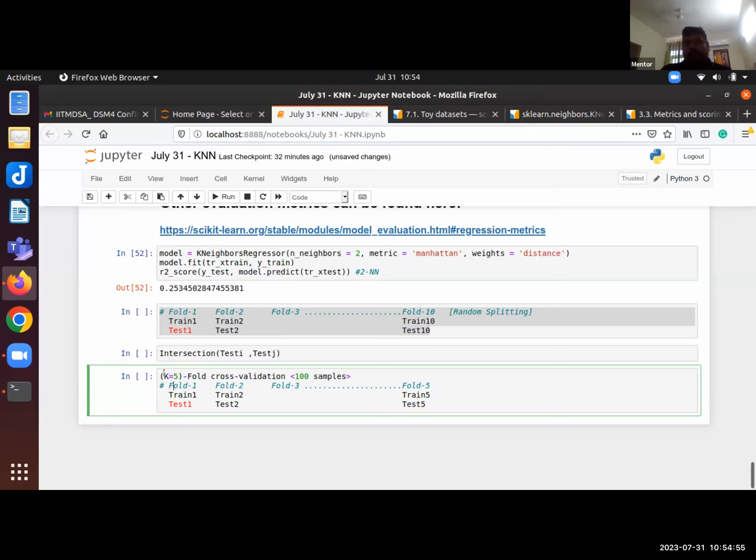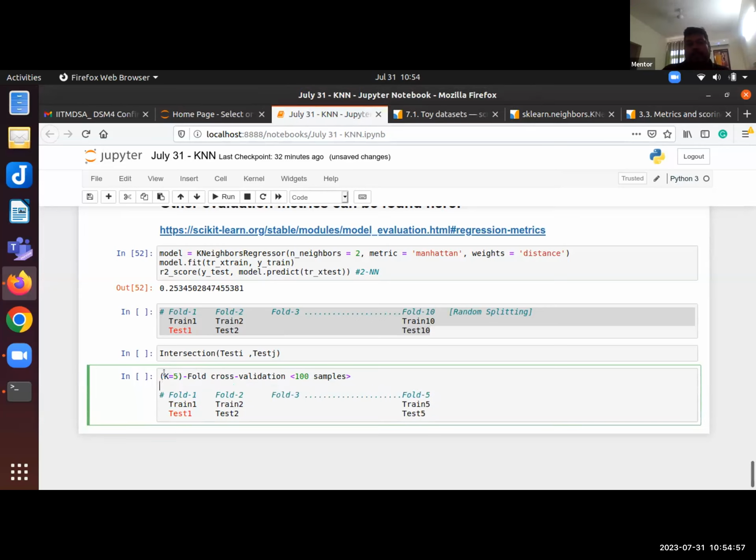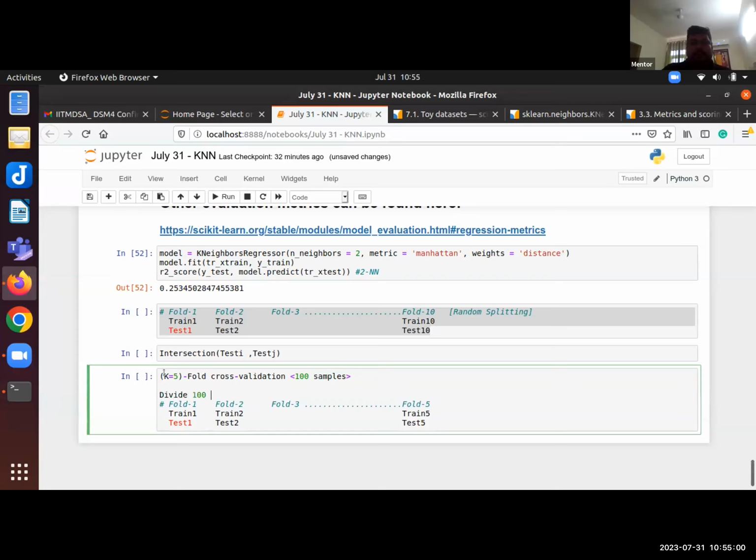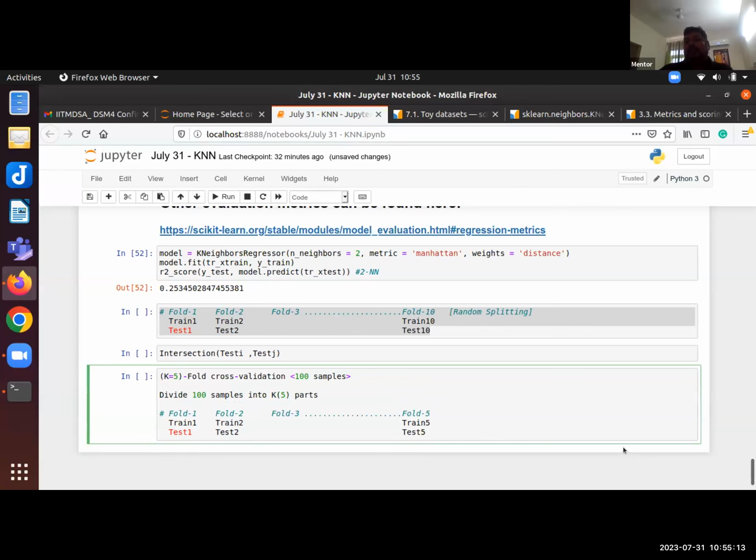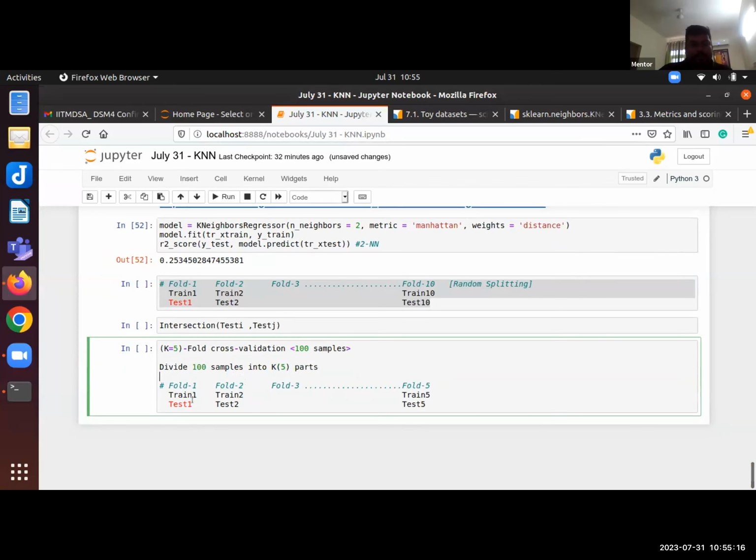All right. So what you're going to do is you're going to divide your data into 5 parts. Okay, divide the 100 samples into 5 parts. Since you want to do it 5 times, so divide the data into this K parts. So what is your K? K is 5. All right. Can you tell me how many samples will be there in each part, in each partition? 20. Spot on.